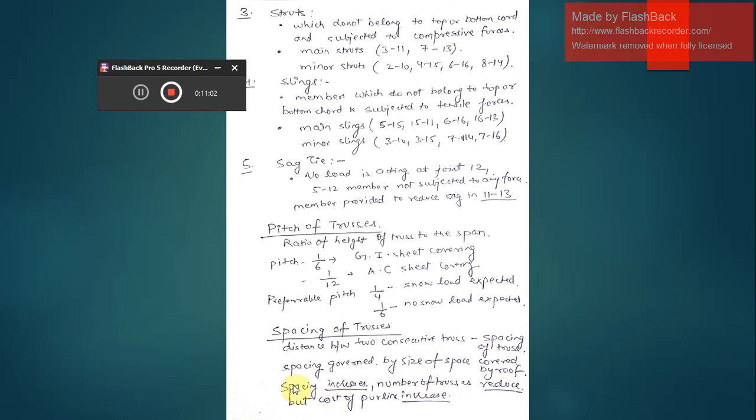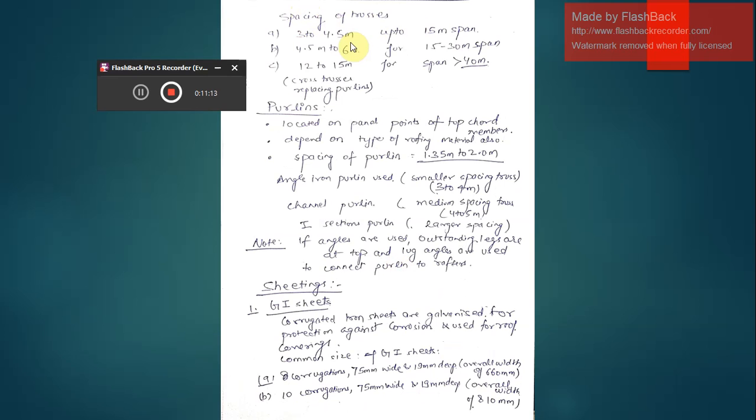As the spacing increases, the number of trusses will reduce, but consequently the cost of purlin will increase. These are some specific data: if we have to provide a 15 meter span truss, then the spacing of the trusses should be 3 to 4.5 meter.